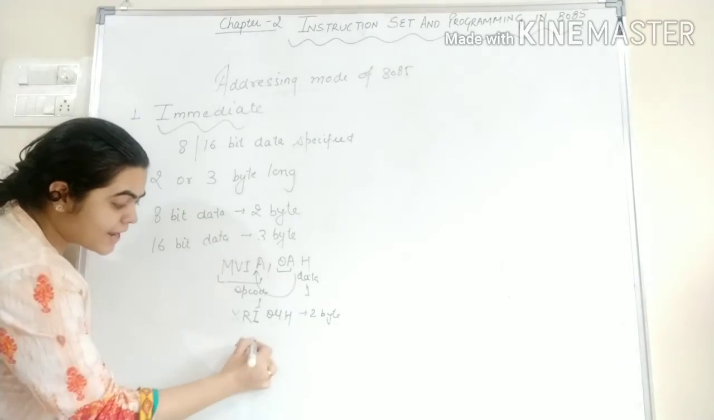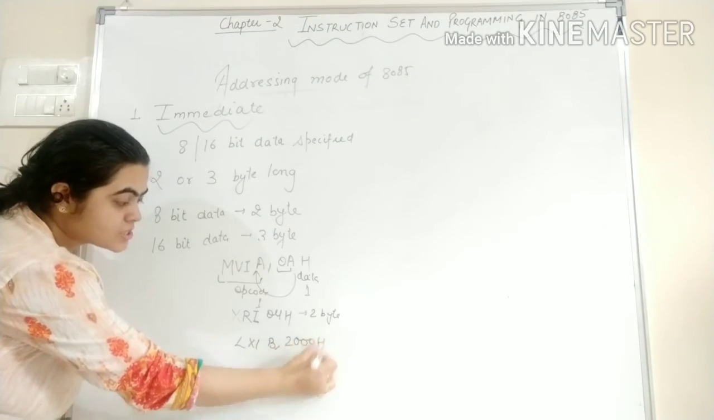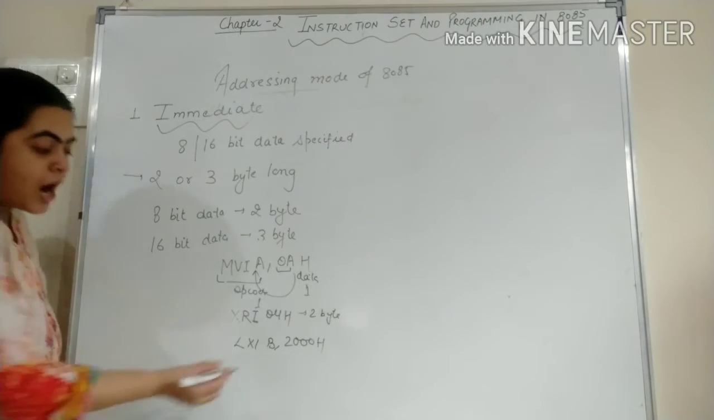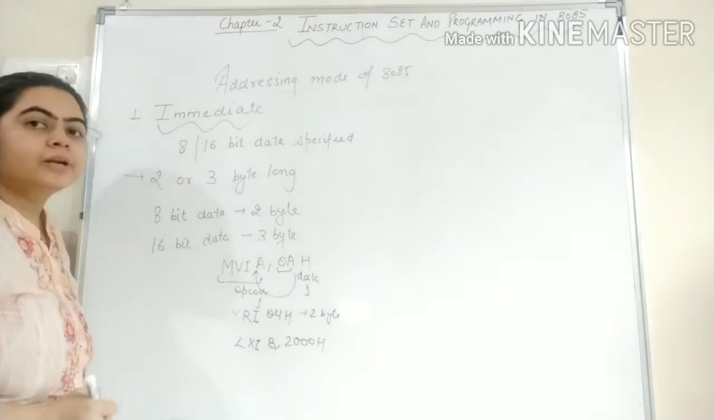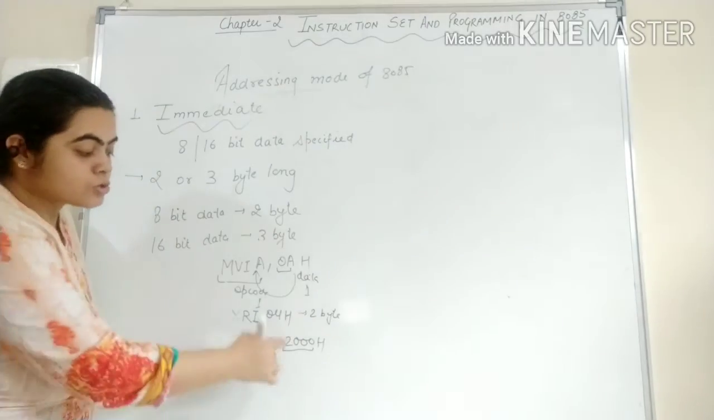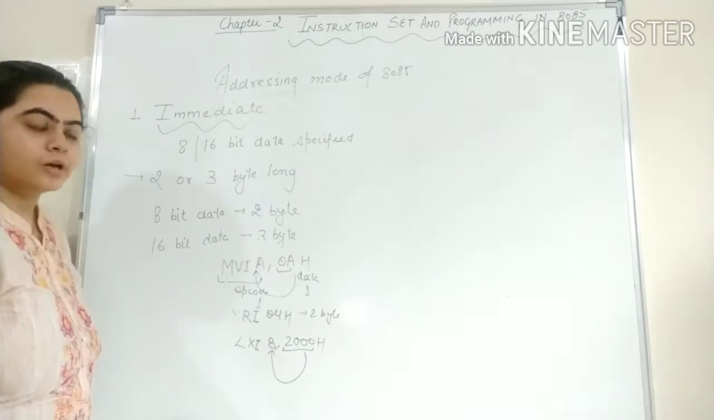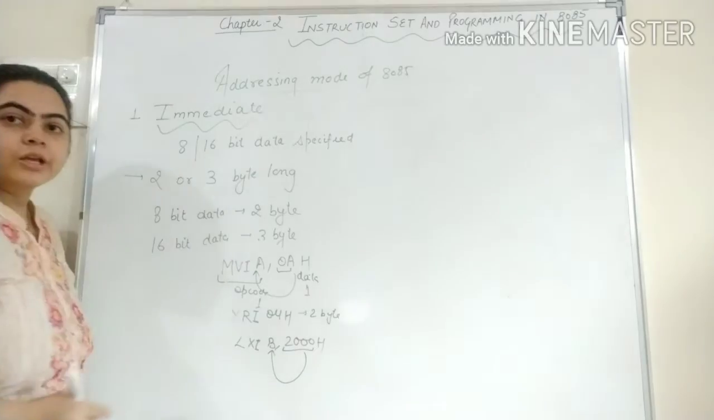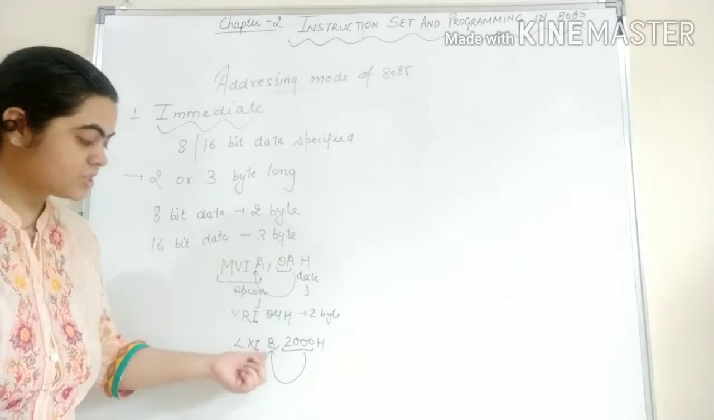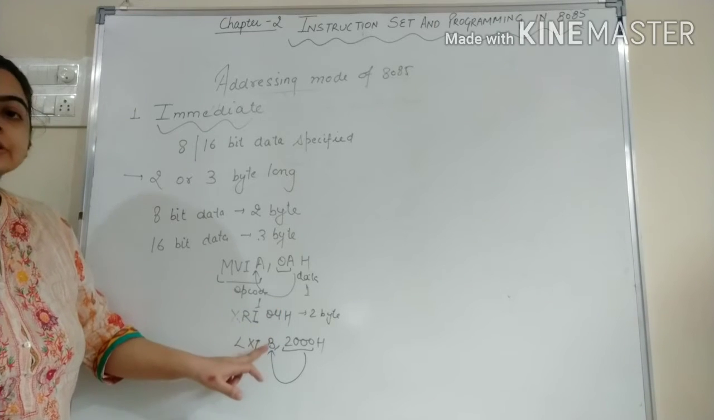Next we can see LXI B, 2000H. In this instruction again you can see I is given. I means immediate addressing mode. Second, here 16-bit data is given, so this 16-bit data will be loaded into the BC pair. Now students, why are we talking about the BC pair, when only B is written? I will tell you this is the pair.